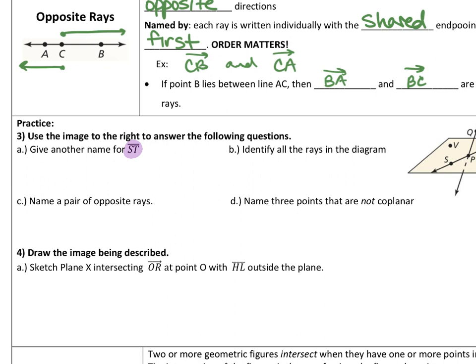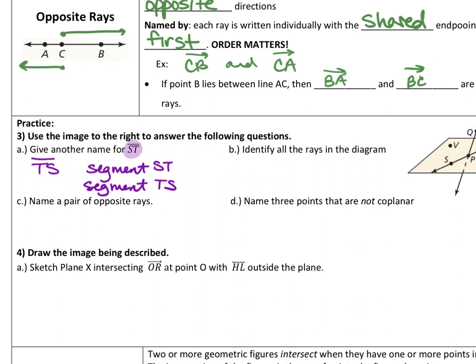So the ways we can rename this is we could just, again, switch those letters, segment TS, or we can use words, segment ST, segment TS. For line segments and lines, the order of the letters does not matter. But what does matter is for our rays.